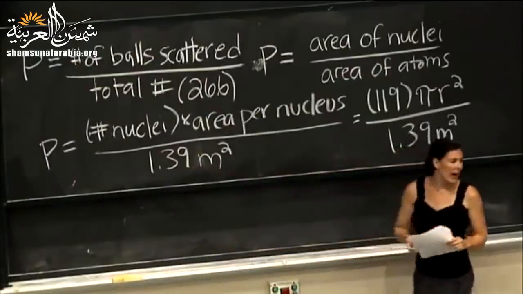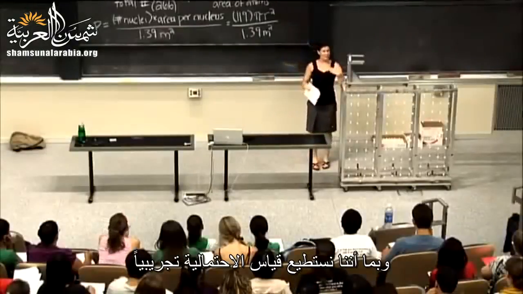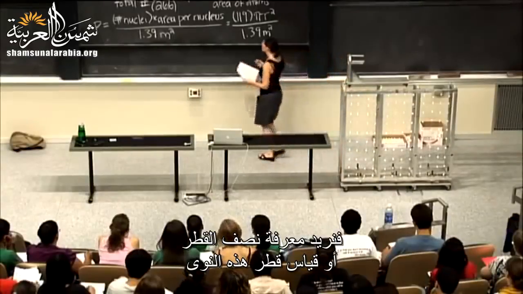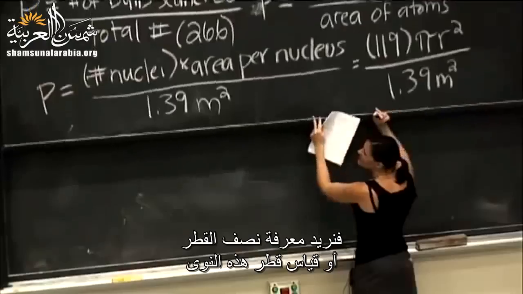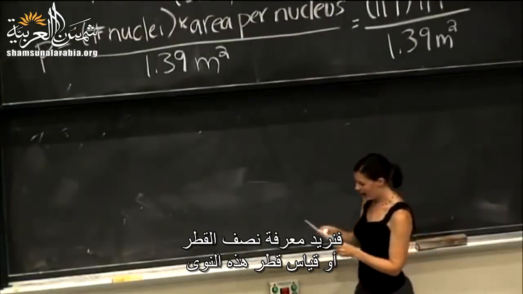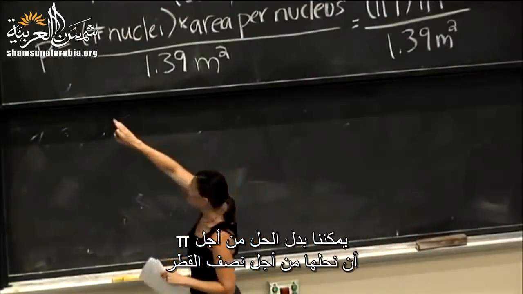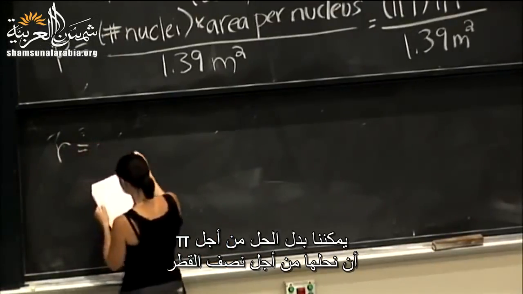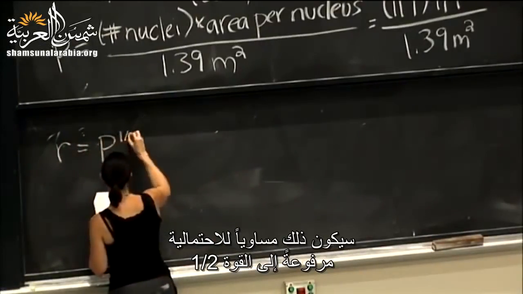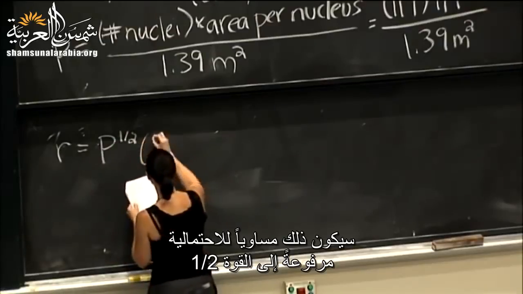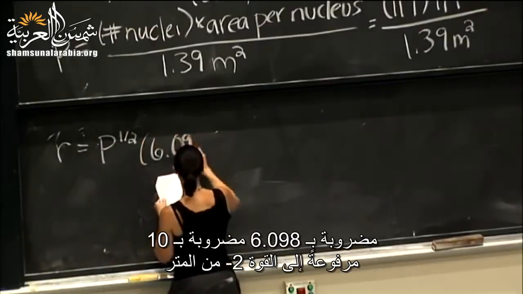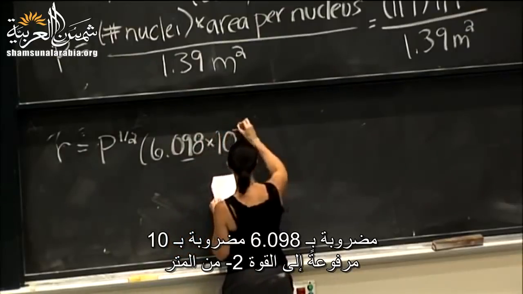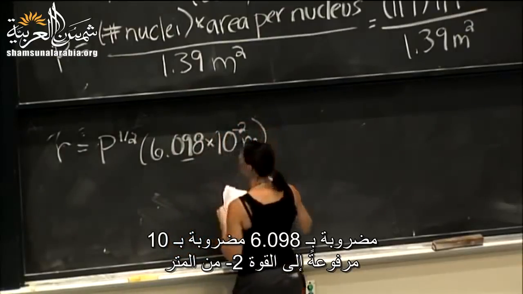But since we can experimentally measure what the probability is, what we want to pull out is the radius or the diameter of these nuclei. So instead of solving for p, we can switch it around and solve for the radius. So that's going to be equal to the probability raised to the 1/2 times 6.098 times 10 to the -2 meters.